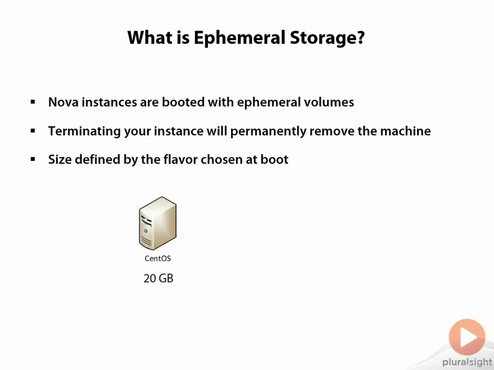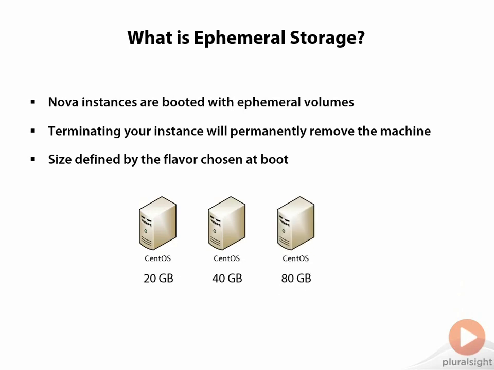If we had a CentOS image, we could attach a 20 gig assignment to it using a flavor. If we wanted to make one slightly larger, that's not a problem at all. We just simply make it a 40 gig instance. Or if we knew we had something that perhaps had a lot more logging or storage that were required, we could assign an 80 gig flavor to it. So this way we would get an 80 gig ephemeral volume. Now remember, these are ephemeral volumes, so they will disappear at termination.